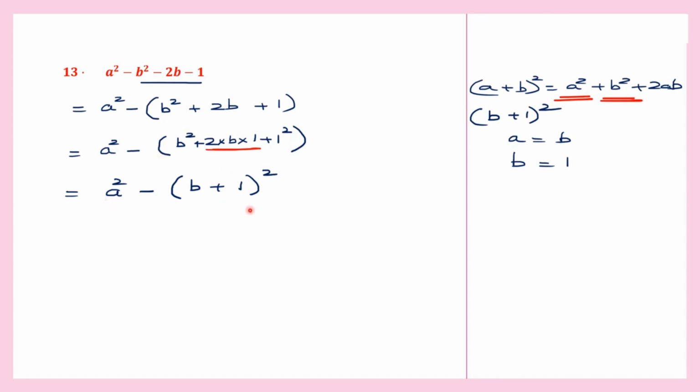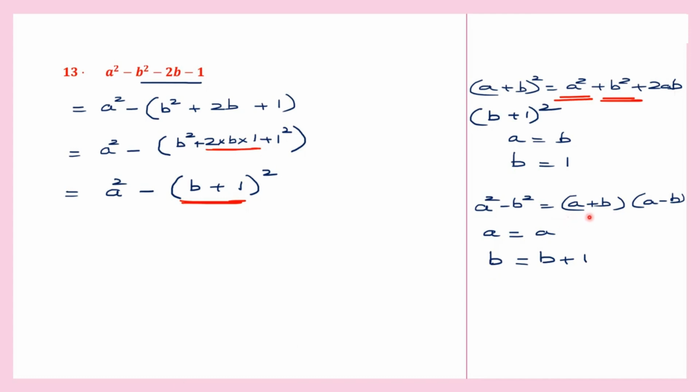Now we are going to apply the second identity where this is a square minus b square. So what is the formula for that now? The second identity, a square minus b square is a plus b into a minus b. And what is a here? A is a itself. Okay, so we can write that. And what is b? B is the second factor, that is b plus 1.